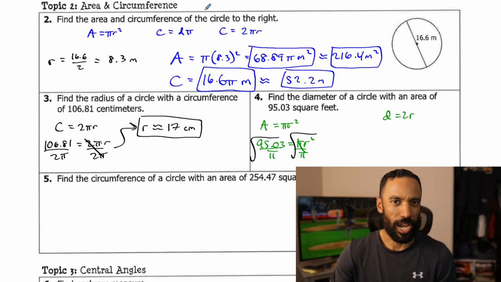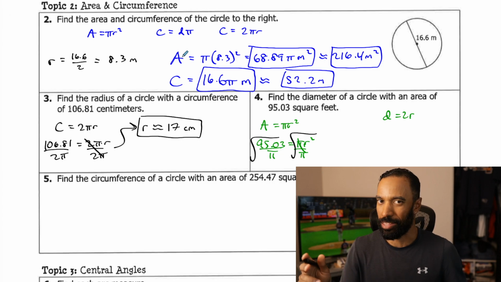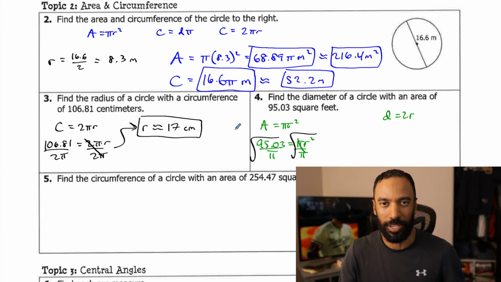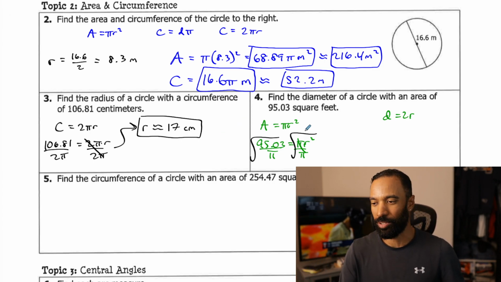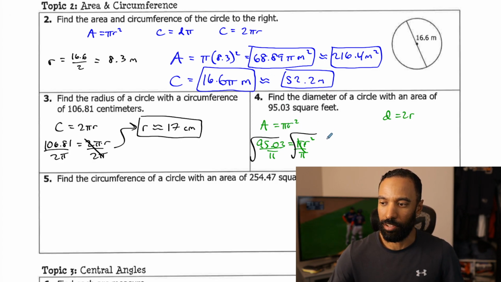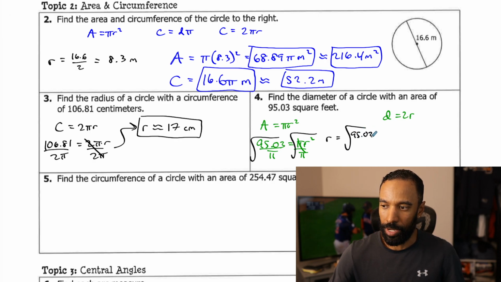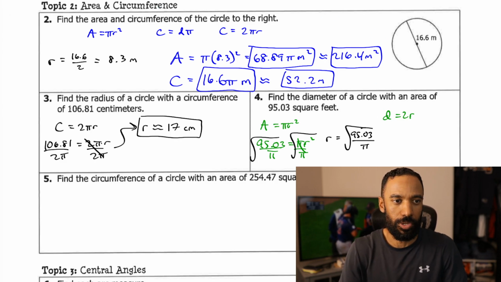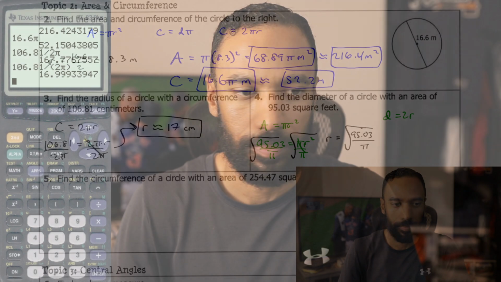And remember, if you're in the chapter 10 stuff of the Big Ideas Math 2 textbook, you're not even doing this stuff until chapter 11. So maybe I can point to the stuff for you again. But this is where you get r by itself, right? This is where r, it's exactly 95.03, assuming that's probably a rounded number, over pi. So let's type that in the calculator, see what's going on.